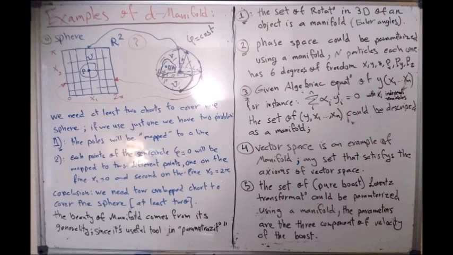Finally, another example of a manifold is the Lorentz transformation, the pure boost Lorentz transformation. It could also be parameterized as a manifold, and the parameters will be the three components of the velocity of the boost. So these are some examples of differential manifolds, which show you the importance of this identity, the so-called differential manifold, in physics in general, and particularly in parameterization problems.